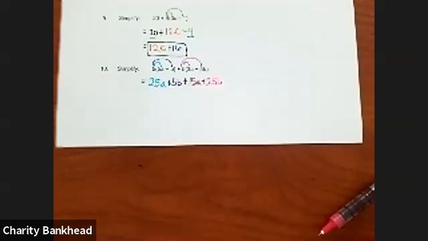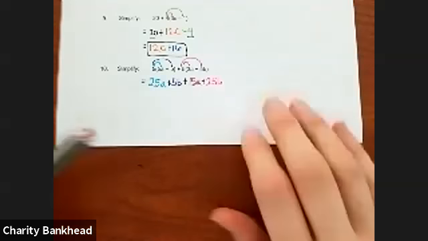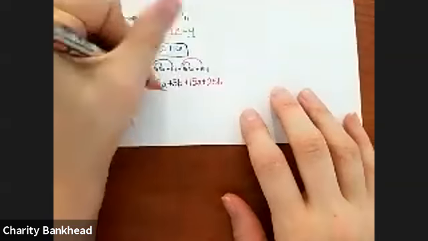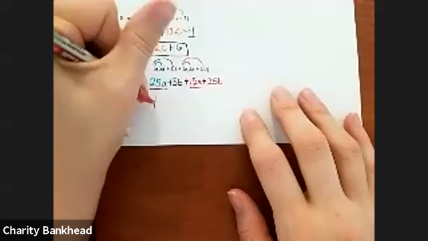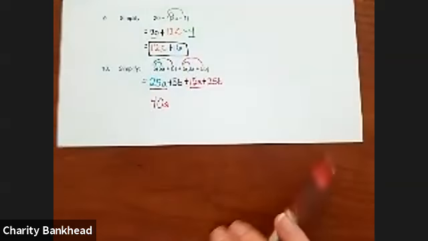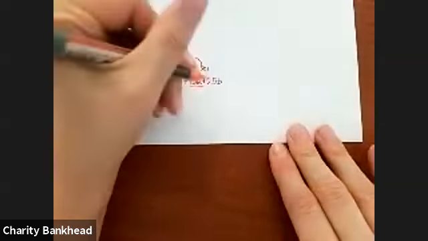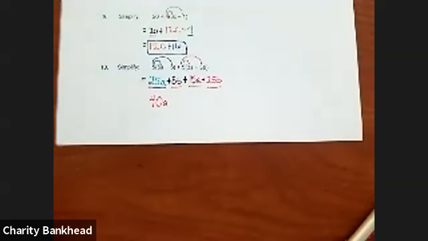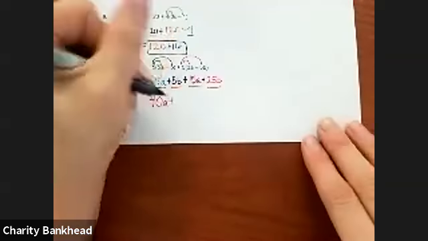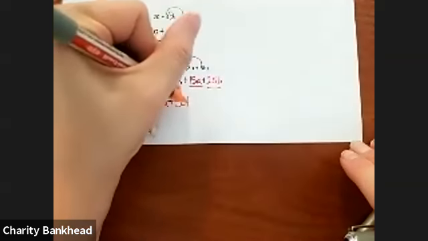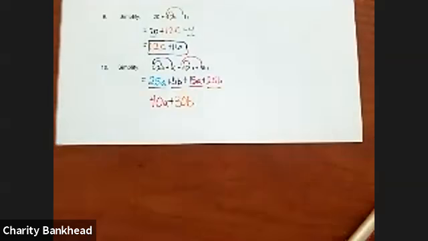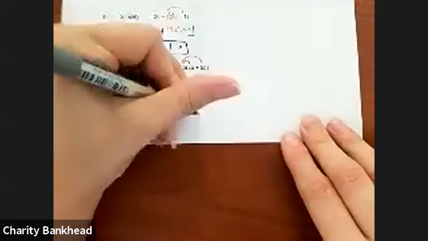Okay, so now I can combine the like terms. I'll start with the a's. 25a plus 15a equals 40a. And then I'll combine the b's. So 5b plus 25b equals 30b. So my final answer for that one is 40a plus 30b.